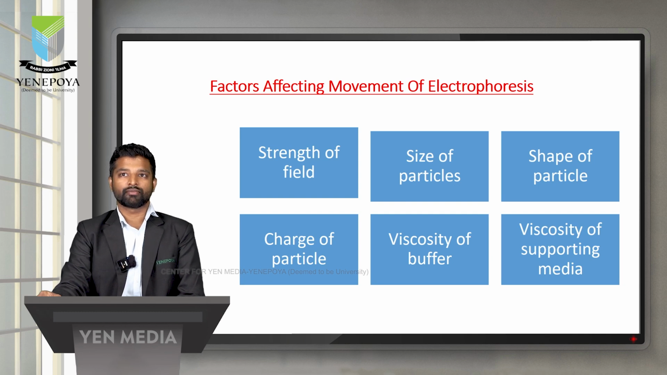Next, coming to the shape of the particle, if the shape is round or a sphere, the movement will be faster. If it is irregular in shape, the movement will be slower. It also depends on the charge of the particle, whether it is containing positive charge or negative charge, and also depends on the viscosity of the buffer as well as the viscosity of the supporting media.